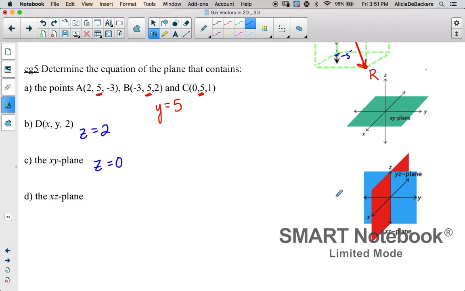For the xz plane, we're looking at this red plane here, and again, the x value forward and back could be anything from negative infinity to positive infinity. Same with the vertical values, but the horizontal value has to be equal to 0, and so y equals 0 is the equation of that plane.